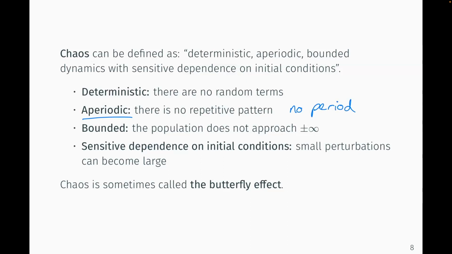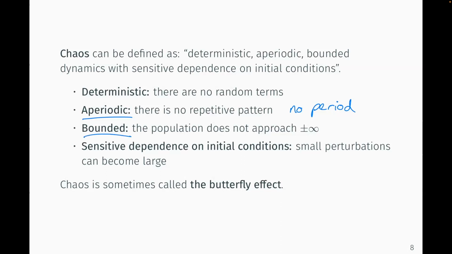So a 2-cycle, there's a period, right? It goes back and forth, just like a sine wave has a period. 4-cycle, 8-cycle, they all have a period where you go back and forth between a certain number of values, and then you start back at the beginning of that cycle again. So there's a period to that. In chaotic dynamics, there's no period. That's why we call it aperiodic.